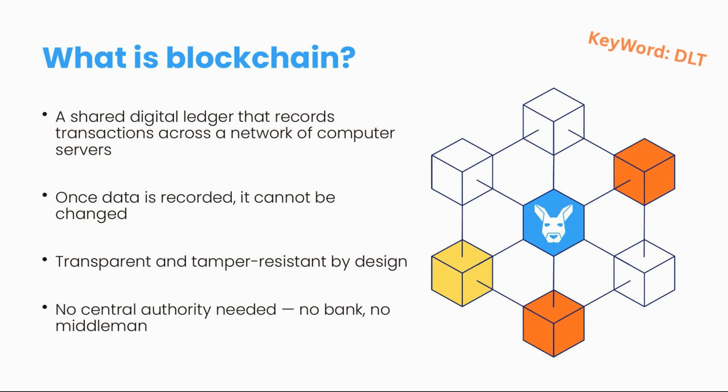And once it's recorded, it's impossible to change. The word people in blockchain use for this is immutable. That makes it transparent, tamper-resistant, and crucially, it doesn't need a central authority like a bank to manage it.